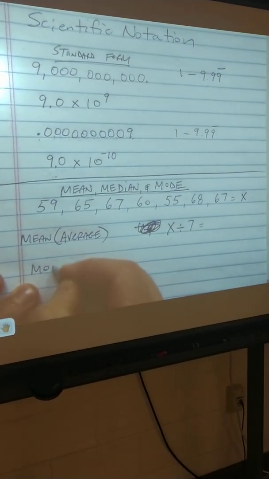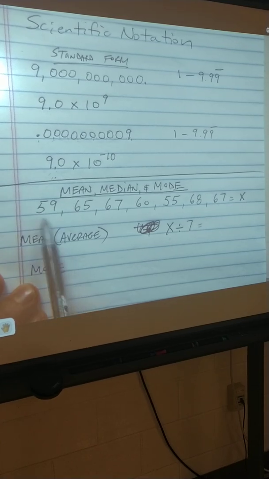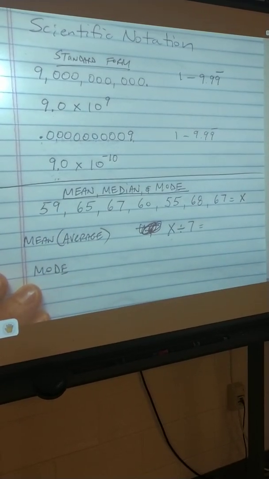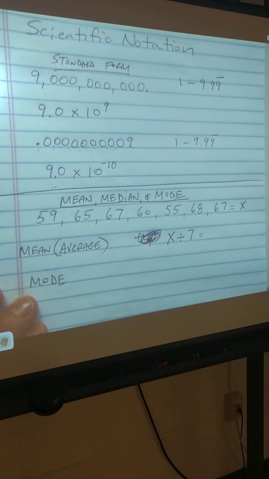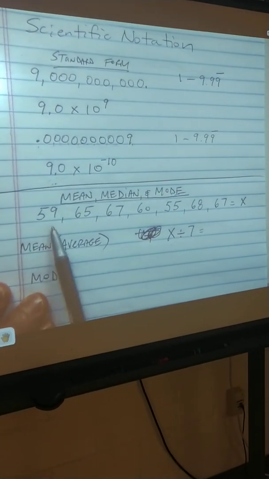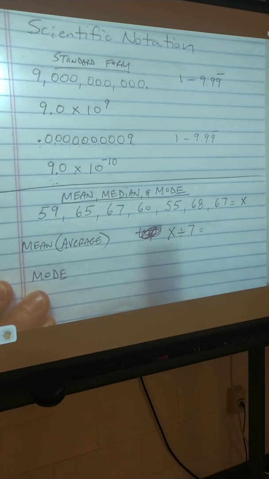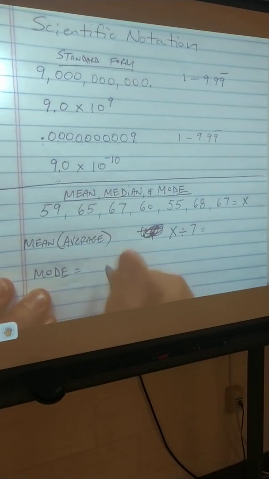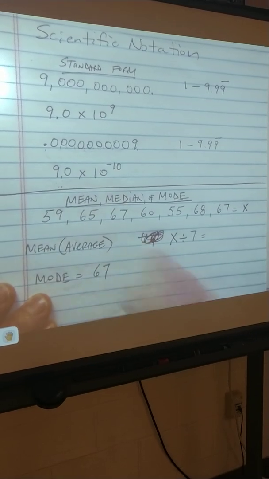Mode is simply when you look at all the grouping of numbers, which number shows up the most often. And if you look through this, every number shows up once except for 67. Therefore, mode for this group of numbers is 67.